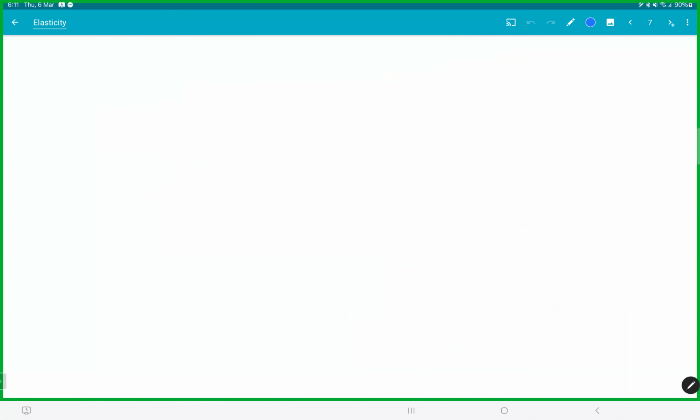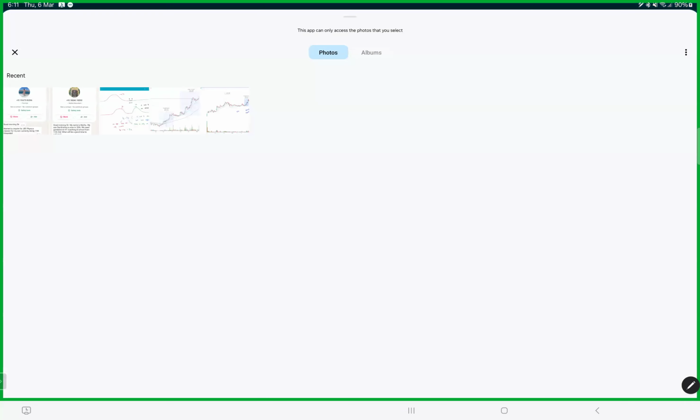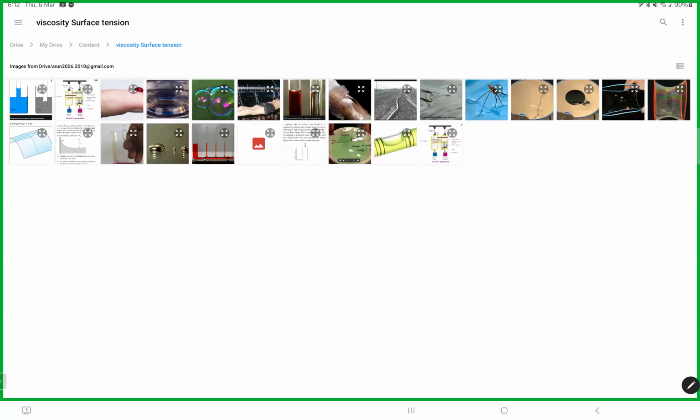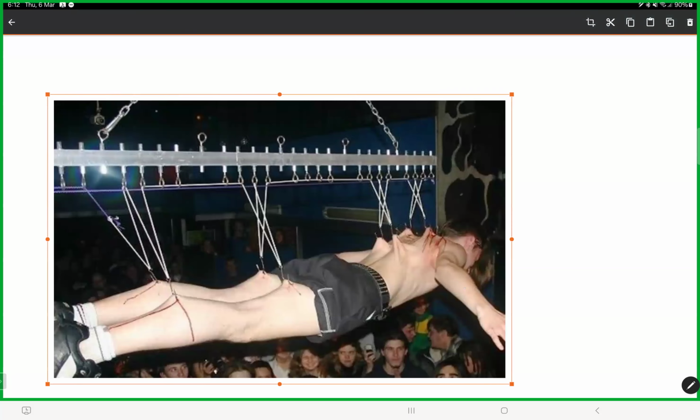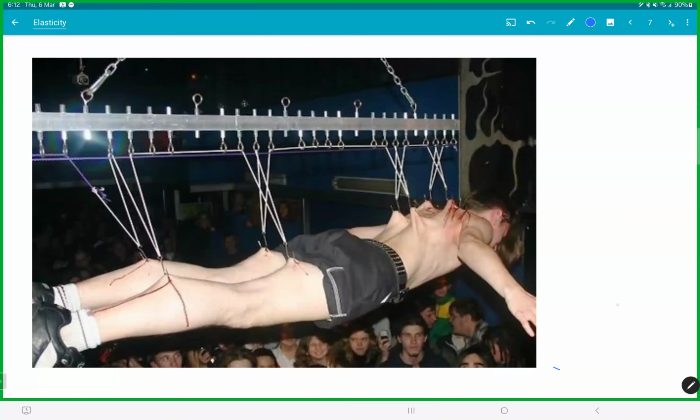I'll be showing you some graphical images. This is performed by professionals. Do not try this at home. And no people are harmed in this. Can you see this? This guy is literally hanging with hooks in the skin.